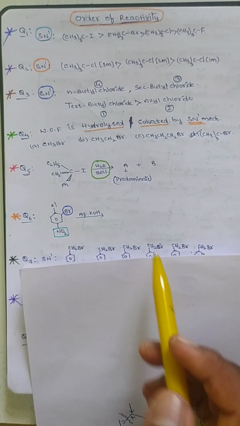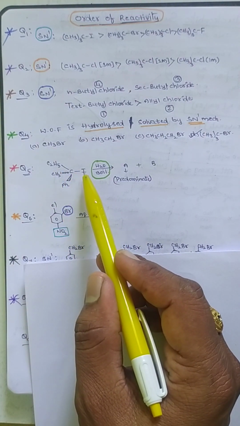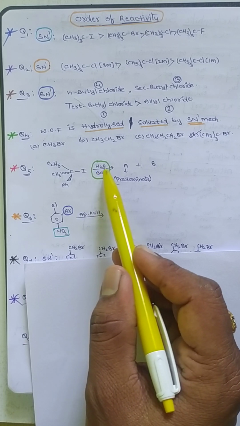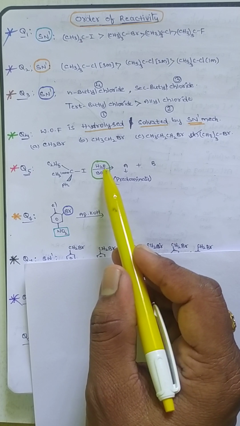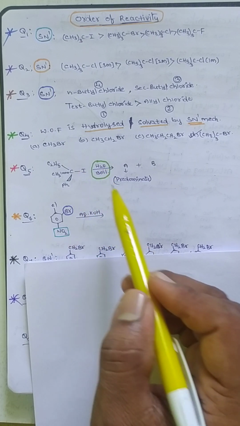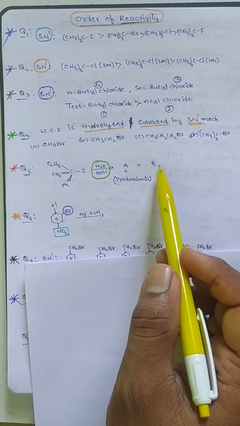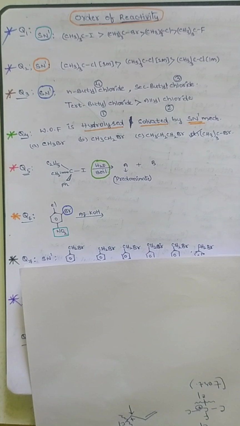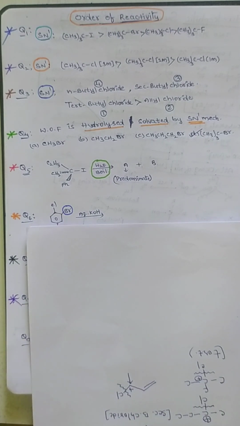Next, in this case, the given compound is what? 3 degree halide, and the given solvent is what? Water. Water is given, which means it is a polar solvent. Polar solvents are favorable for an SN1 mechanism. Now here it will give a predominant product and another product. That means this compound will give two products. What are those? A and B. A is predominant, then B is the minor product.